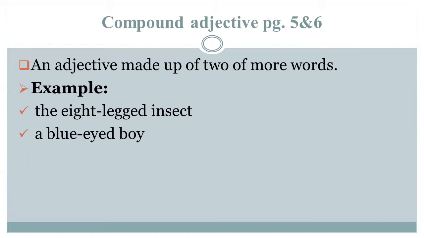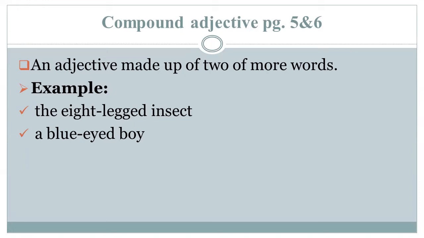Next example is a blue-eyed boy. The noun is boy and he is blue-eyed. So blue-eyed describes the boy. These 2 words are joined with a dash and this is a compound adjective, blue-eyed. What we have to remember about compound adjectives is that we join all the words of a compound adjective with a dash. You can see in the exercise of your book at page number 5 and page number 6. We have done them already.